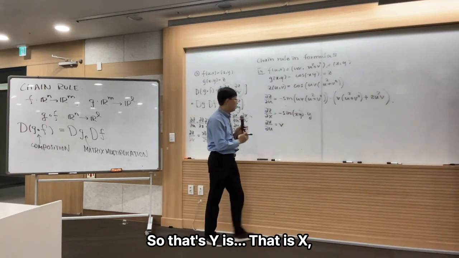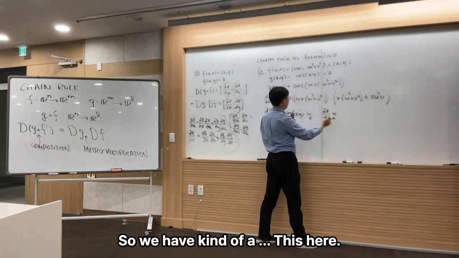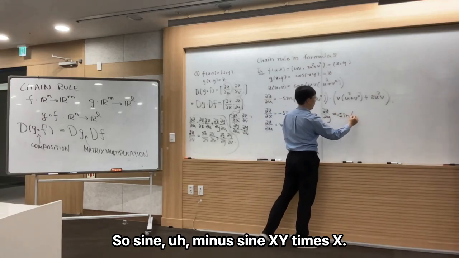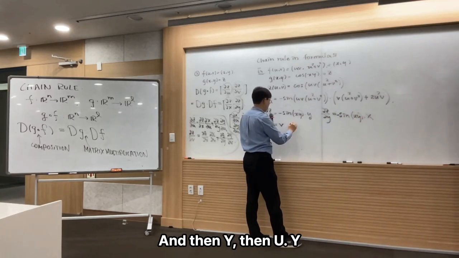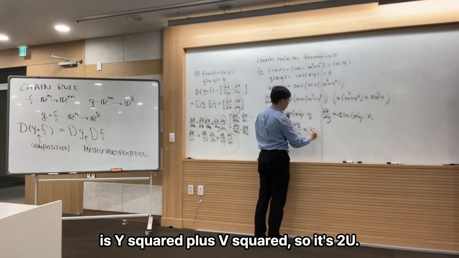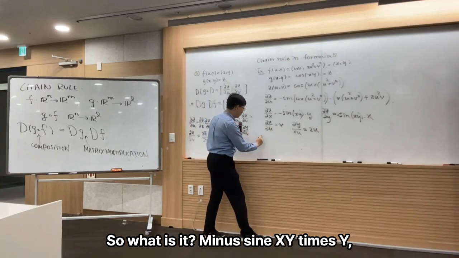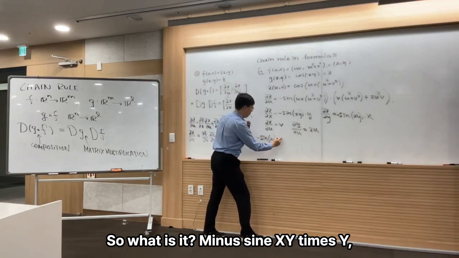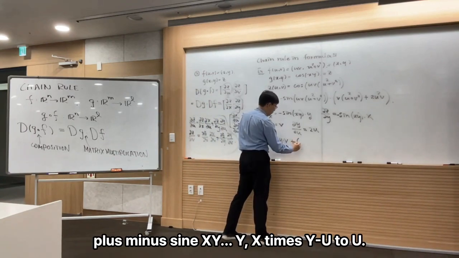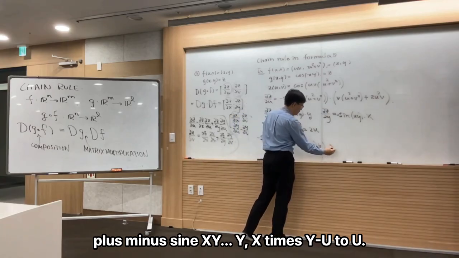So del z del y equals this. So we have minus sine xy times x, and del y del u, where y is u squared plus v squared, so it's 2u. So now let's put that into this formula. So what is it? Minus sine xy times y times x_u, which is v, plus minus sine xy times x times y_u, 2u. So that's the right hand side.